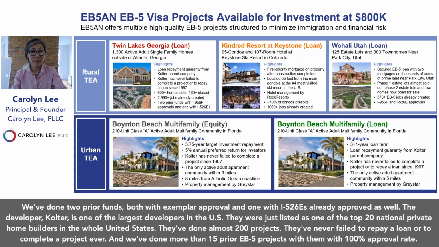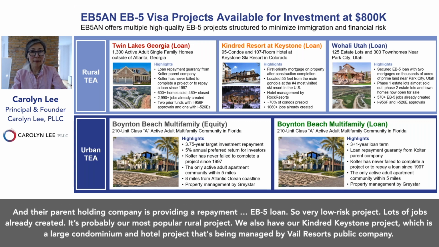The developer, Coulter, is one of the largest developers in the US. They were just listed as one of the top 20 national private home builders in the whole United States. They've done almost 200 projects. They've never failed to repay a loan or to complete a project ever. And we've done more than 15 prior EB-5 projects with them with 100% approval rate. And their parent holding company is providing a repayment EB-5 loan. So very low risk project, lots of jobs already created. Is probably our most popular rural project.